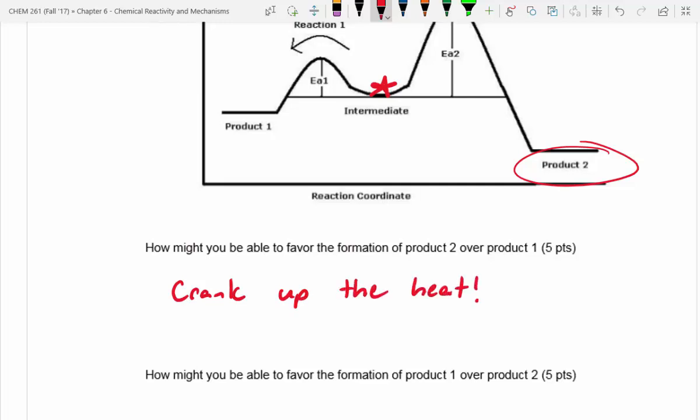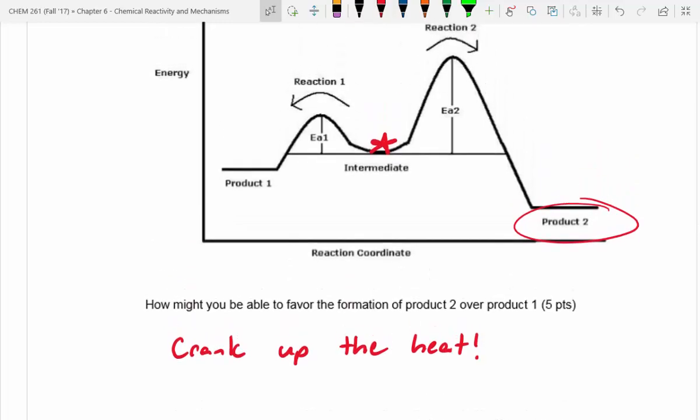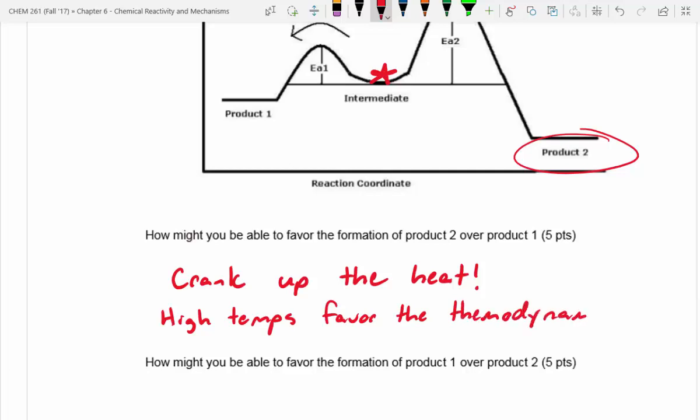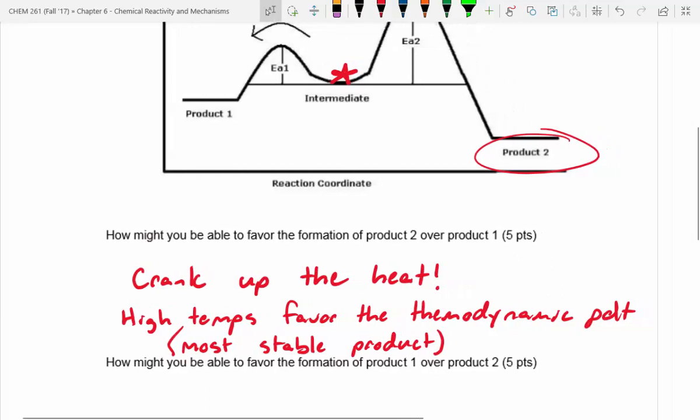All right, and that would definitely favor formation of the most stable product. And what this is referred to is the thermodynamic product. And the thermodynamic product is the most stable product. Does that make sense? So for the first question, it's pretty straightforward.